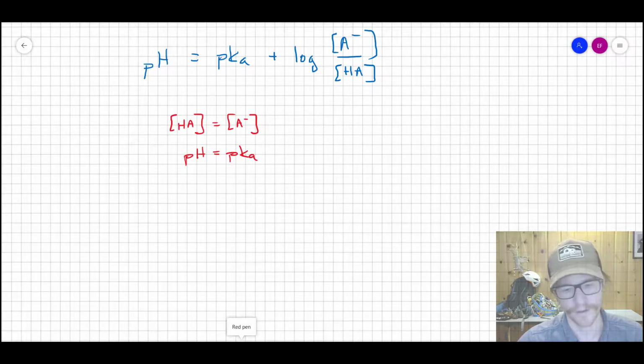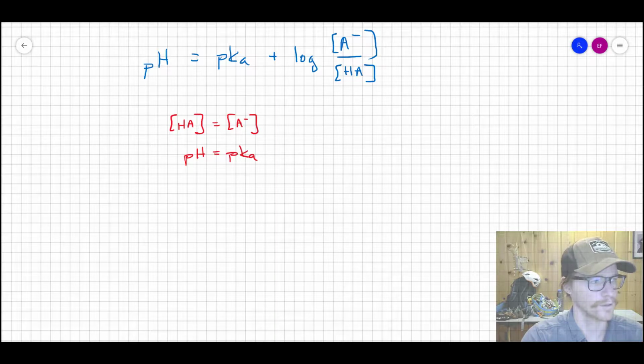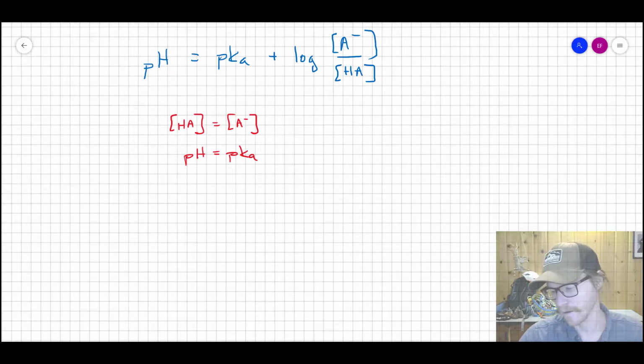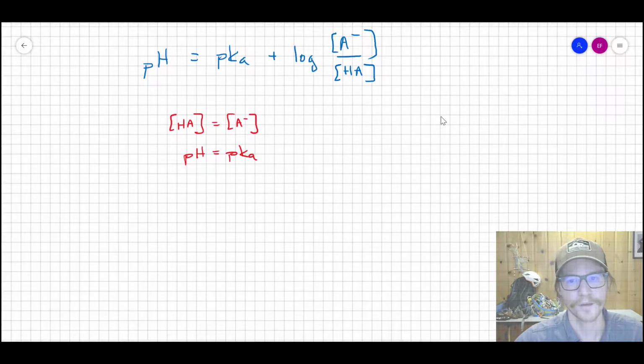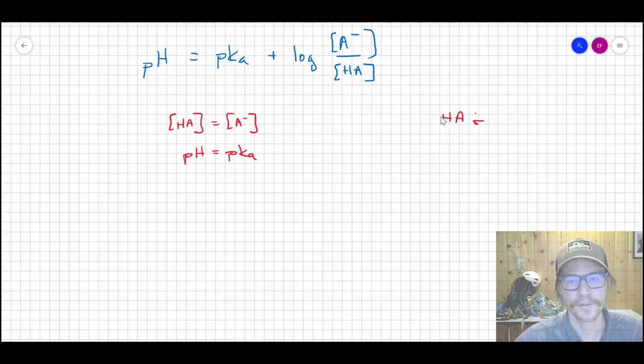That's a crucial point, a central point of our titration curves that we're going to talk about in a little bit when we compute those. The other utility here is just how simple it is to think about different changes in ratios of A minus to HA. So again, if we're thinking about HA proceeds to make H plus plus A minus, and we think about this as a sort of balancing act, right?